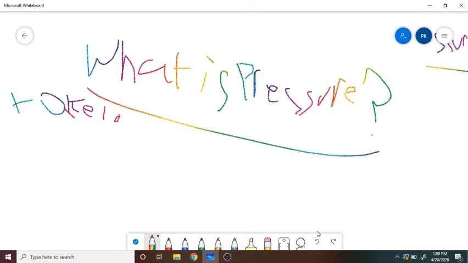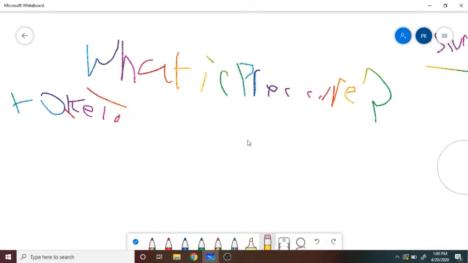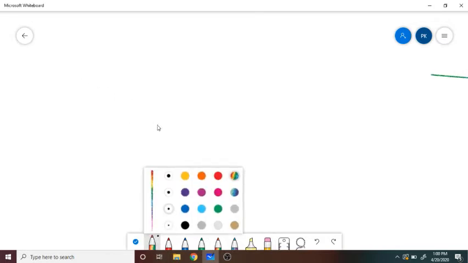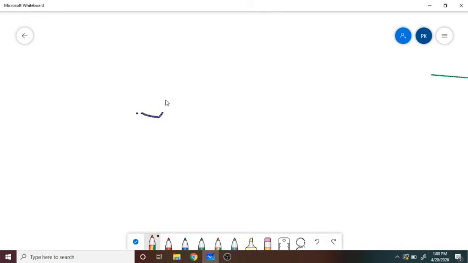What is pressure? Well, let's give a few examples. Well, a couple examples really. Pressure, so let's use a balloon as the example. Okay, cool. Let's use a balloon as an example.